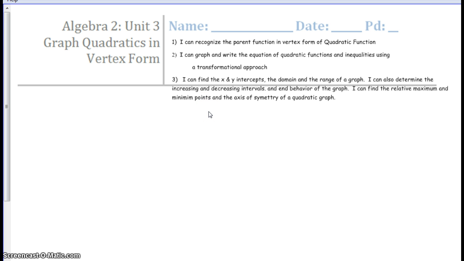number 3. So the first learning target is I can recognize the parent function in vertex form of the quadratic function. The second one is I can graph and write the equation of quadratic functions and inequalities using a transformational approach. And the third is the one where we're talking about all the properties of the graph.